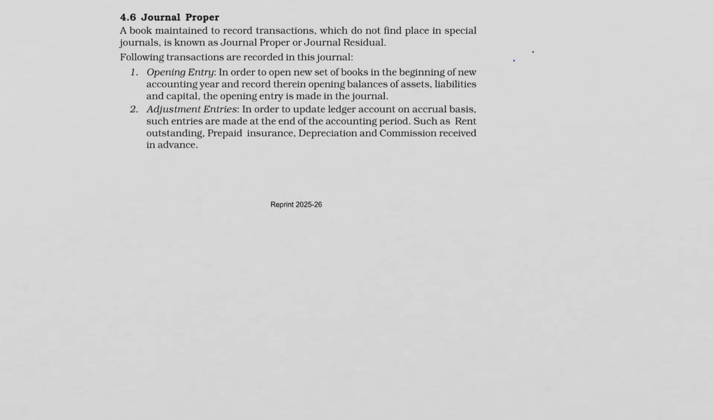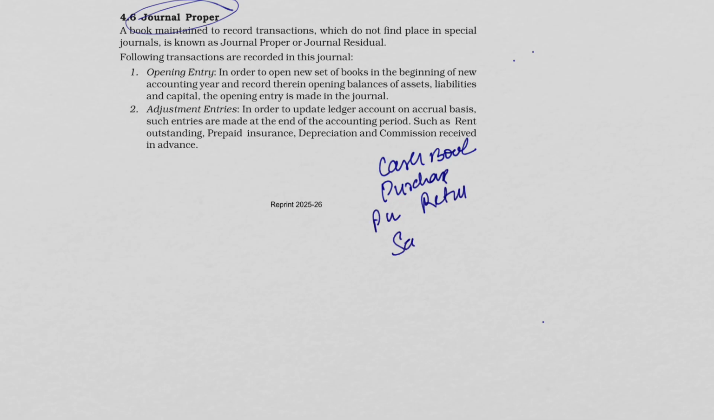Next, we'll move towards the final subsidiary book of this chapter, which is called Journal Proper. So, until now, we have studied several special purpose books, such as we have cash book, we have purchase book, we have purchase return book, we have sales book, as well as we have sales return book. Each of these books basically records specific types of transactions.